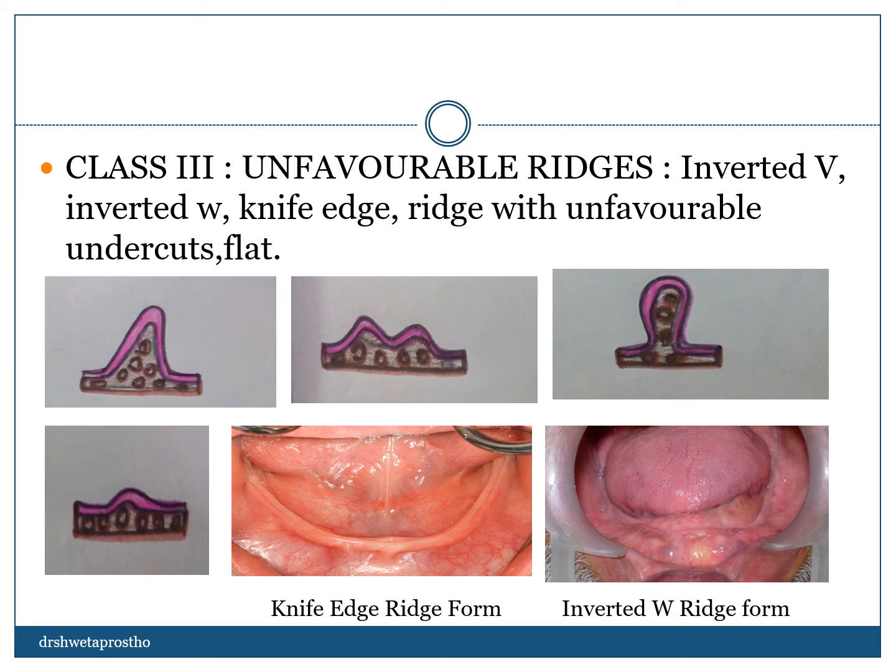Ridge with unfavorable undercuts, as we see in the third image in the upper row. It makes the removal and insertion of the denture difficult. Soreness in the undercut areas is common in these cases. Then in the lower row, the first image is of a flat ridge, with very compromised retention, stability and support. In the clinical pictures we can also see the knife edge ridge form and the inverted W ridge form.